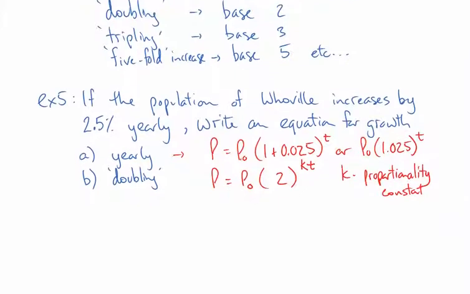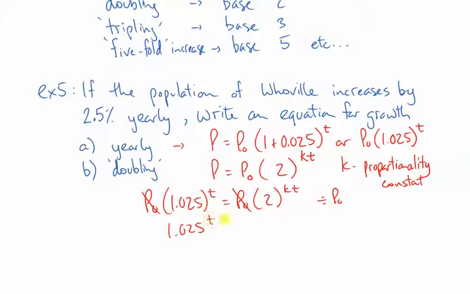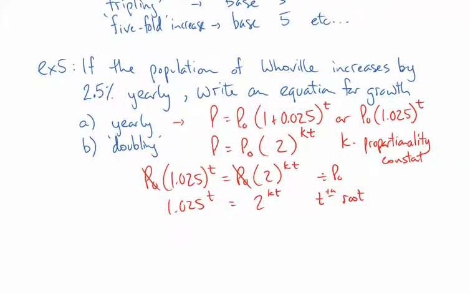Now because these are describing the same thing, I should be able to say that P naught times 1.025 to the t equals P naught times 2 to the kt. So we can see, if I divide by P naught, that this is independent of the population. Also, both of these are raised to the exponent t. So if I take the t-th root, then this can be written as 1.025, and this can be written 2 to the k.